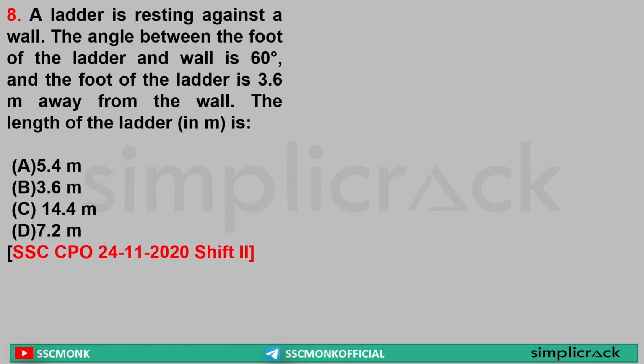Next. A ladder is resting against a wall. The angle between the foot of the ladder and the wall is 60 degrees. The very basic question. So I'll leave it to you as homework.